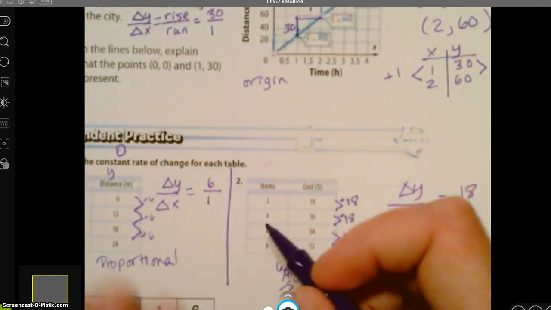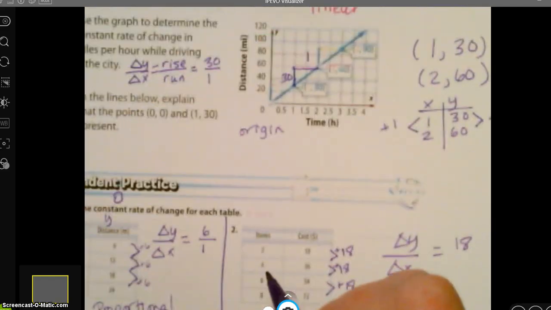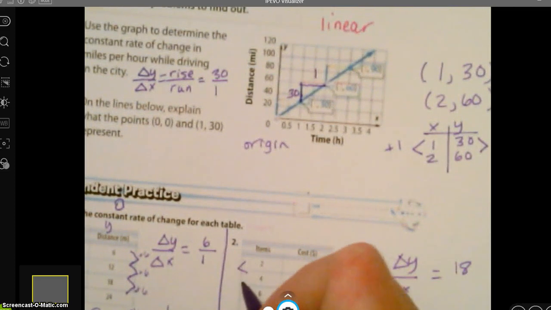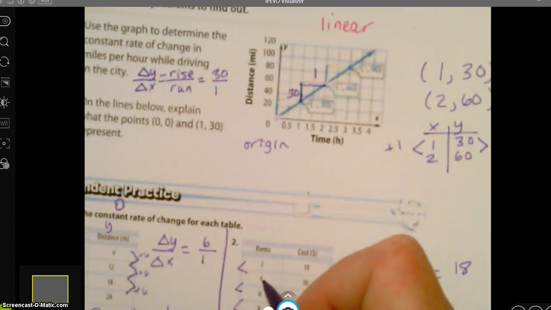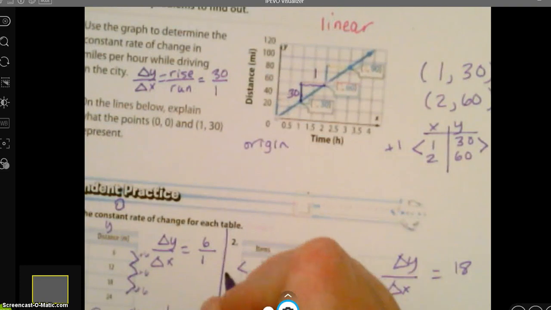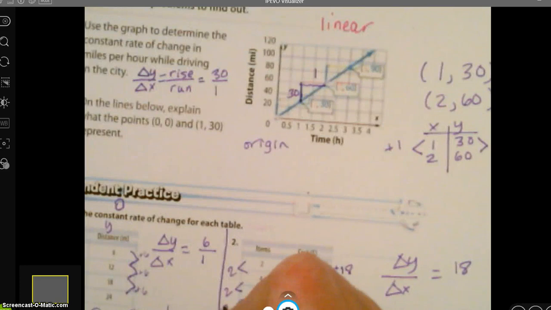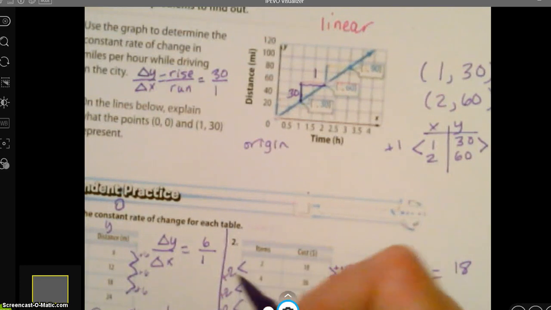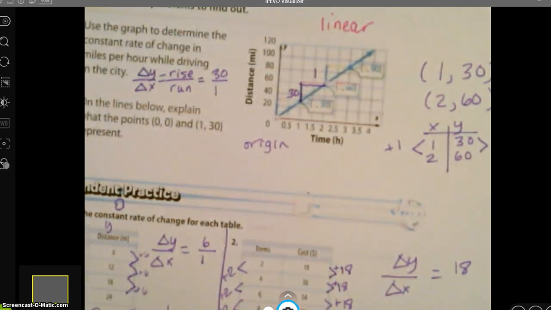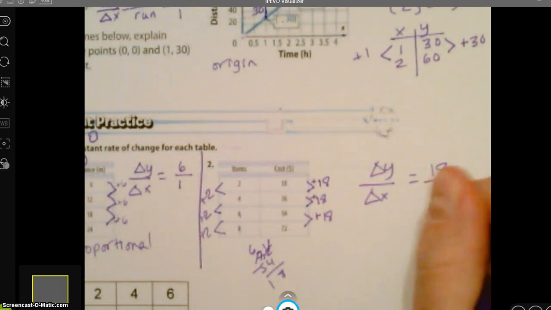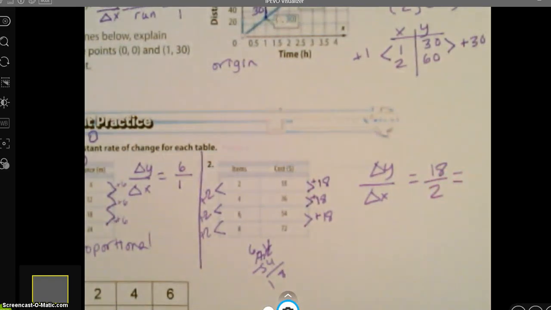Delta x, let's see. These are easier, right? 4 minus 2, 6 minus 4, 8 minus 6. So each of these increases by 2, right? 2 plus 2, 4. 4 plus 2, 6. So our delta y over delta x is 18 over 2, which, when I simplify, becomes 9 over 1. So that's my constant rate of change, 9 over 1.